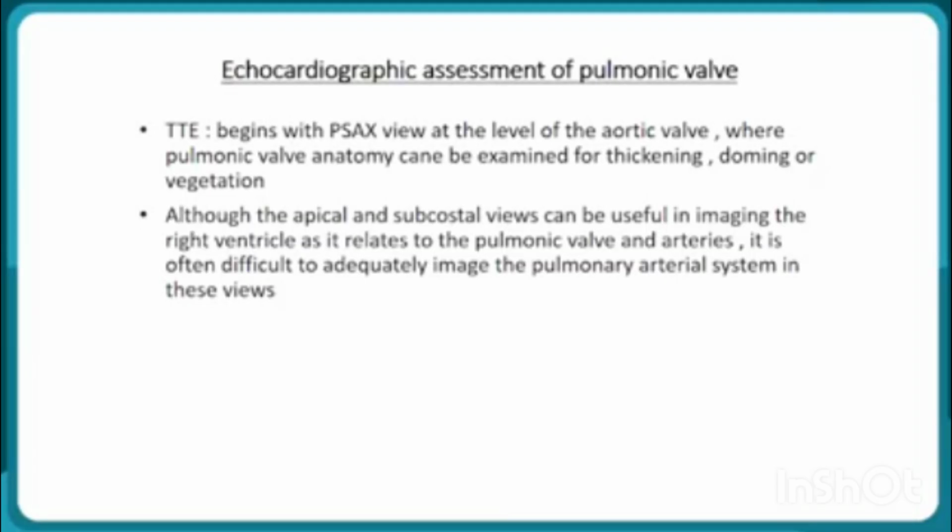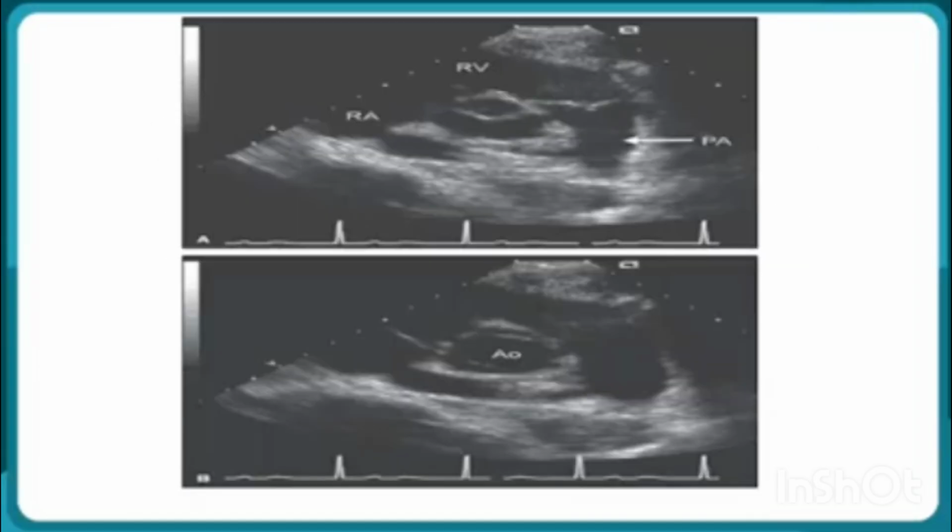Although apical and subcostal views can be useful in imaging the RV as it relates to the pulmonary artery and the pulmonary valve, it is often difficult to adequately image the entire pulmonary artery system in these views. As shown, this is a modified short axis view demonstrating the RVOT, the pulmonary valve and the main pulmonary artery, which further bifurcates into the right and left pulmonary arteries.